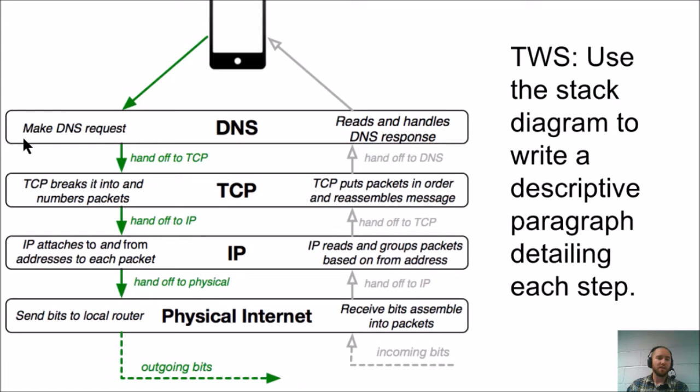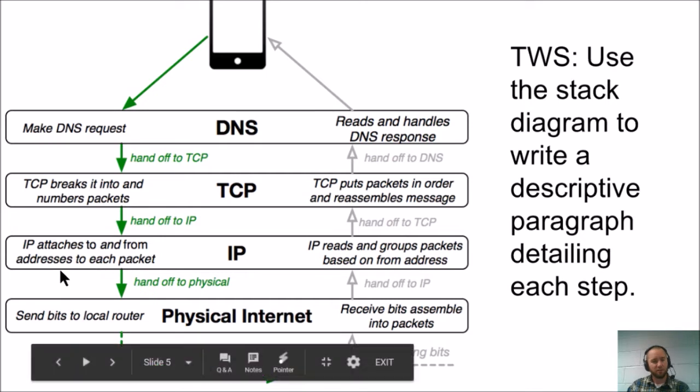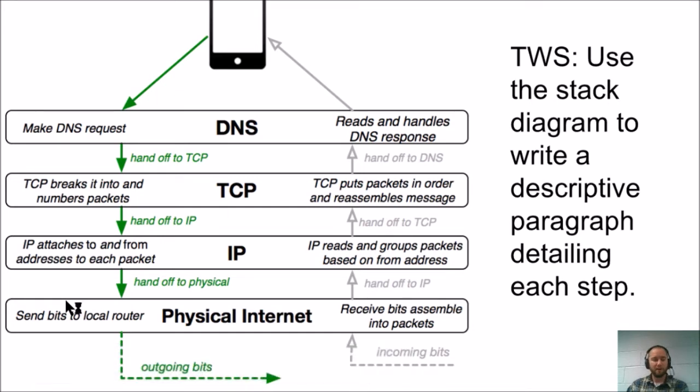The bits make a DNS request. This gets handed off to the TCP protocol, which breaks it into packets, then hands off to the IP, so it checks the to and from addresses, and then sends the bits to a local router. That way the router can figure out where to send that data after that. So using this image, this is basically computer networking, okay? Physical internet, then you have one layer, the IP, and another layer, TCP, and another layer, DNS, and that's how information gets sent around, okay?